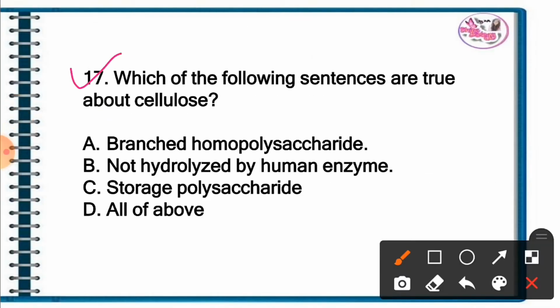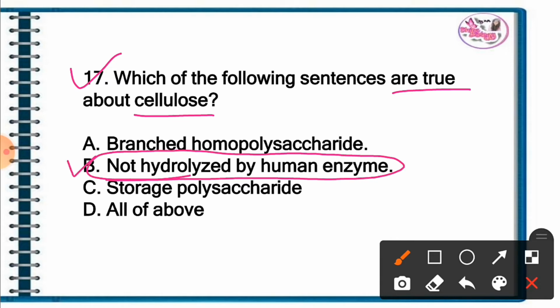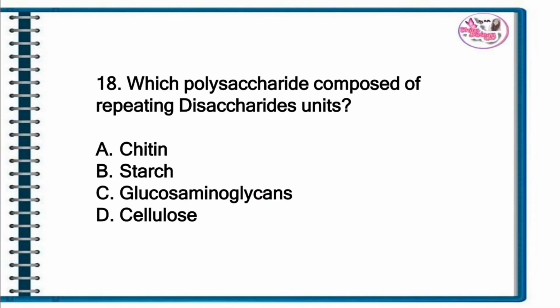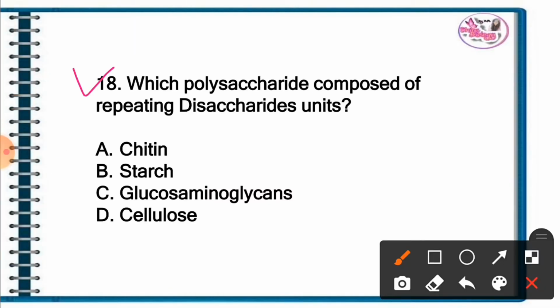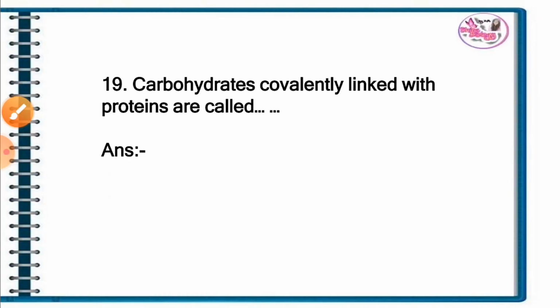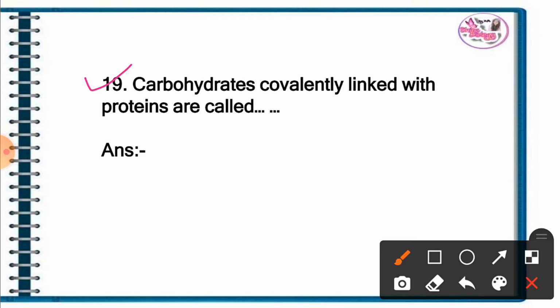17. Which of the following sentences are true about cellulose? The correct answer is option B, not hydrolyzed by human enzymes. 18. Which polysaccharide is composed of repeating disaccharide units? The correct answer is option C, glycosaminoglycans are composed of repeating disaccharide units. 19. Carbohydrates covalently linked with protein are called. The answer is glycoprotein.